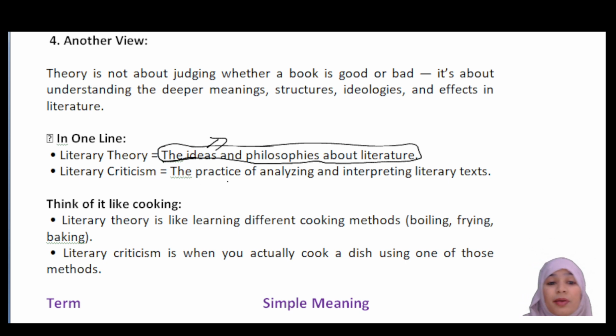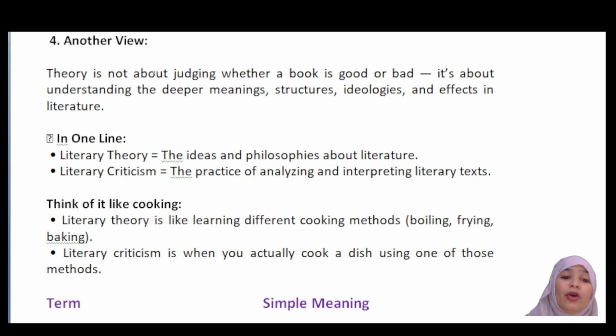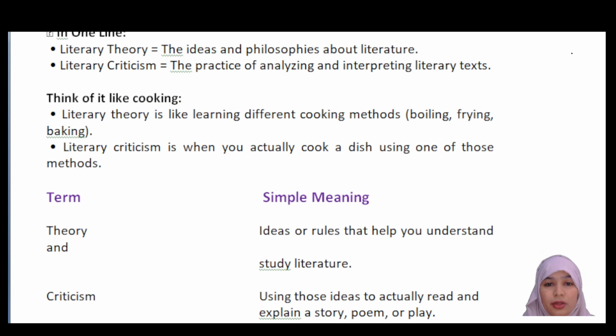What about criticism? It is the practice of analyzing and interpreting this work, how it is written, is it good, is it bad. If I compare it to other work, what kind of thing it gives. Getting my point? That is analyzing or interpreting the literary text. Okay, hope you have got it. Let's have a little more easy way to understand literary theory and criticism.